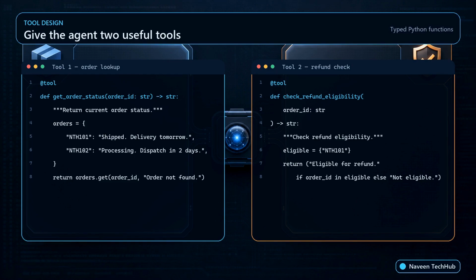Notice the type hint and the clear docstring. LangChain converts them into a tool schema, and the model uses that description to understand when and how to call each function. Better descriptions usually produce better tool selection.